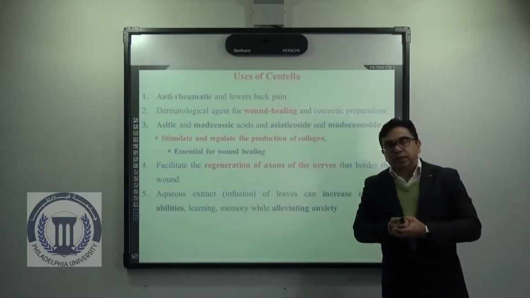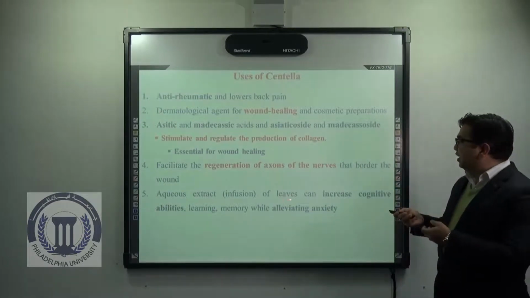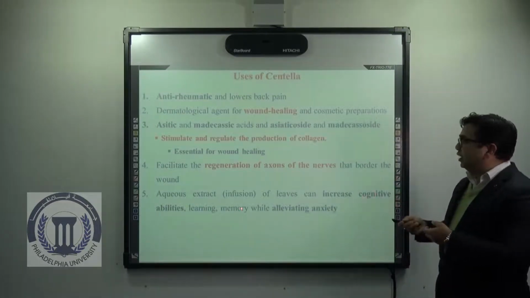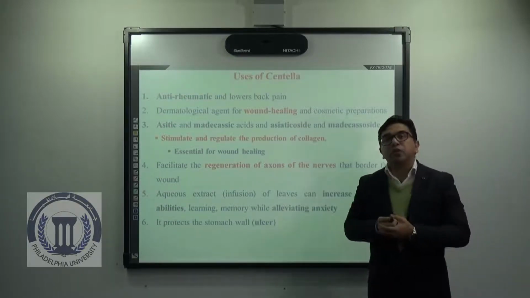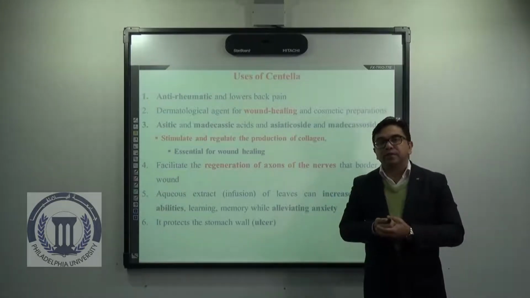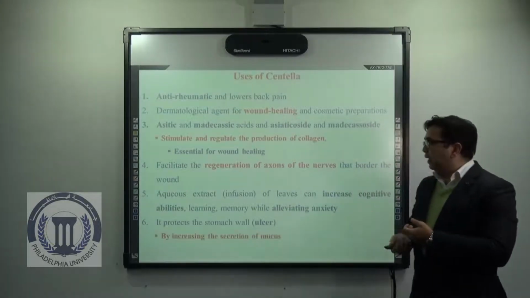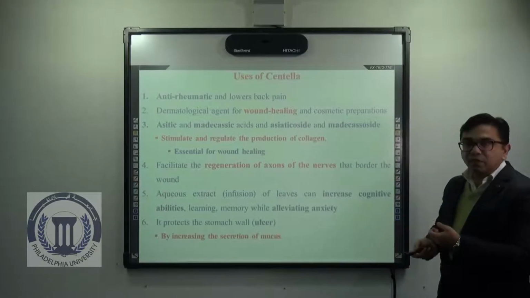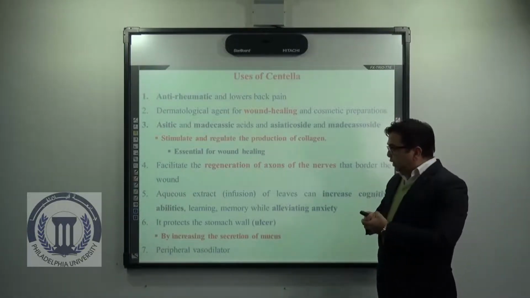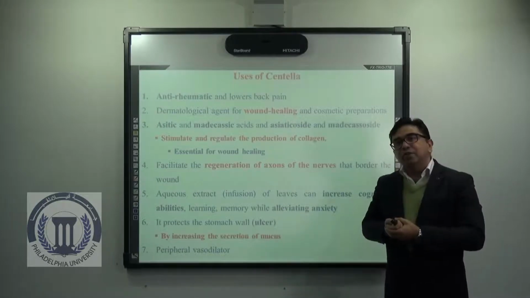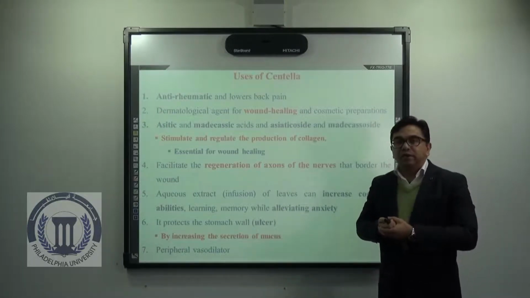And the aqueous extract with the infusion of leaves can increase the cognitive abilities, learning and memory, while alleviating anxiety. It is also found to protect the stomach wall in patients suffering from ulcer by increasing the secretion of mucus in the stomach. And last but not least, they are also found to be useful as a peripheral vasodilator.